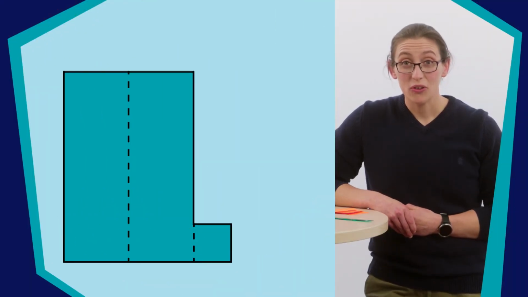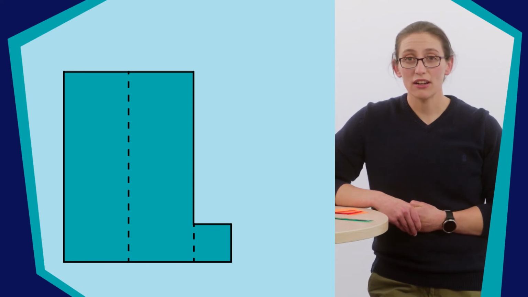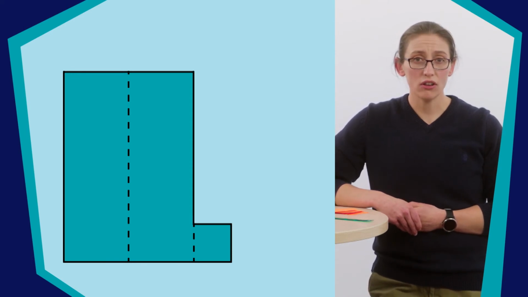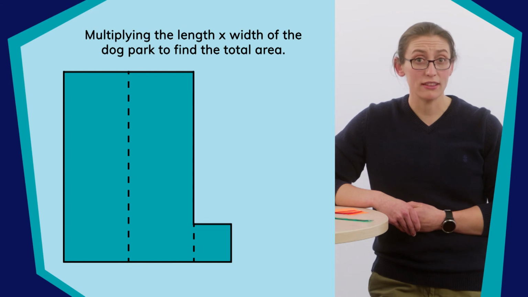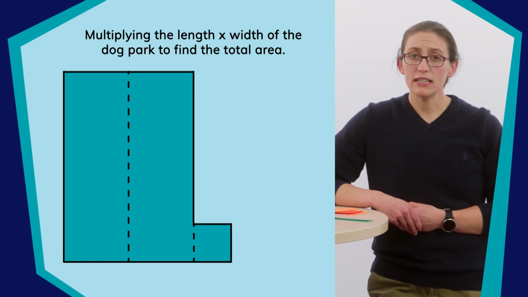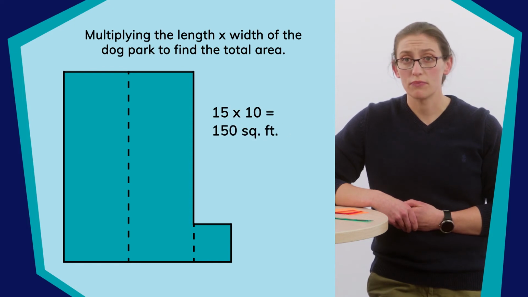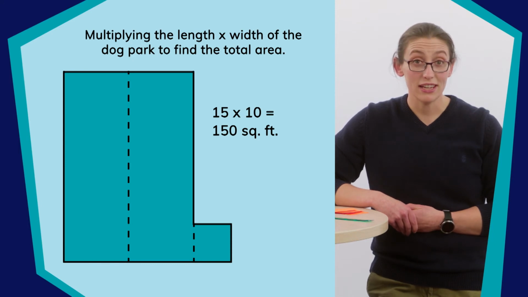How did it go? I heard some great strategies, but at the center of all of them was multiplying the length and width of the dog park to figure out the total area. When I did 15 times 10, I thought about what we talked about with powers of 10. The digits shift one place each time we multiply by 10. So 15 times 10 must be 150. So this dog park would be 150 square feet.